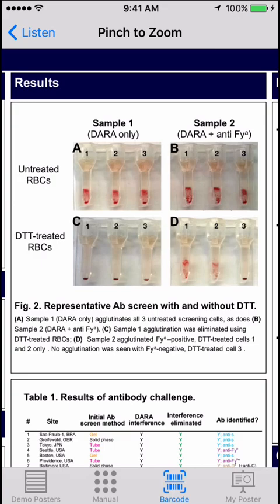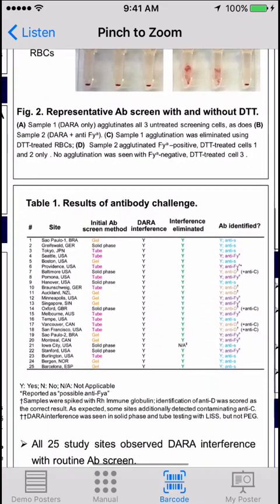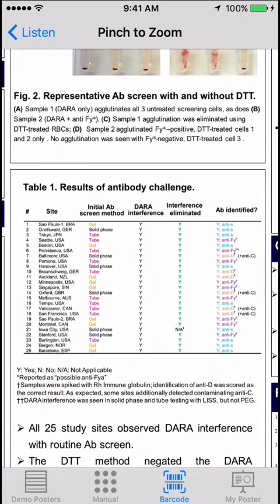Look at Table 1, located directly below the previous figure. This table is entitled Results of Antibody Challenge. This table summarizes the results of testing done at the 25 participating study sites. As shown by the middle column labeled DARA interference, all sites reported detecting the DARA interference using their routine antibody screening method.